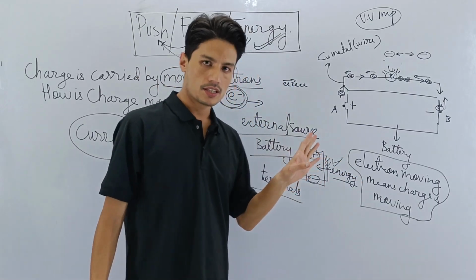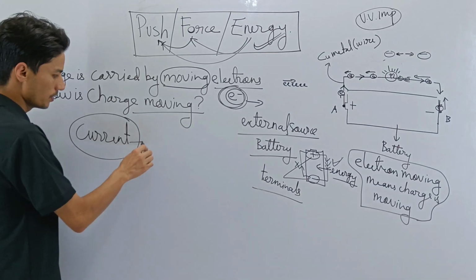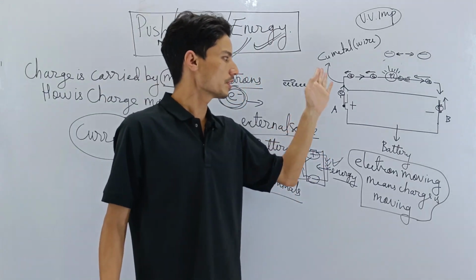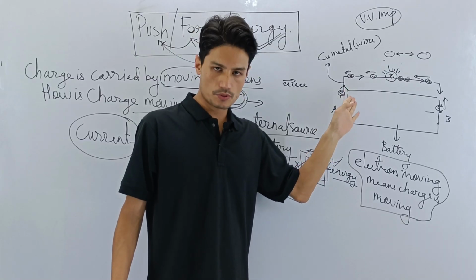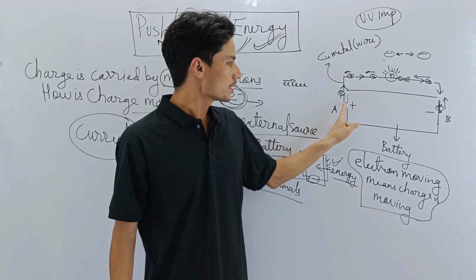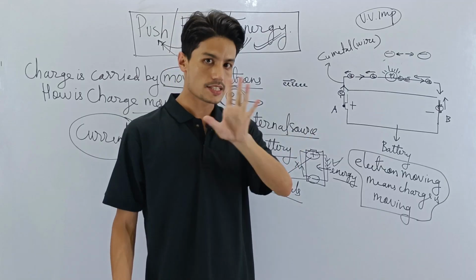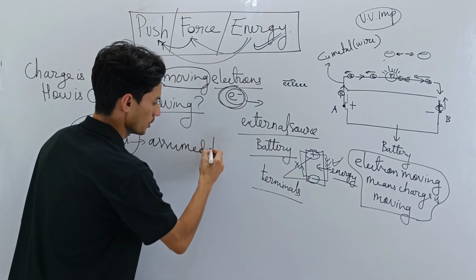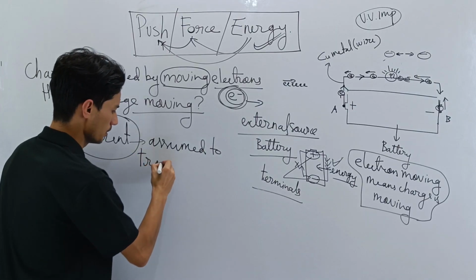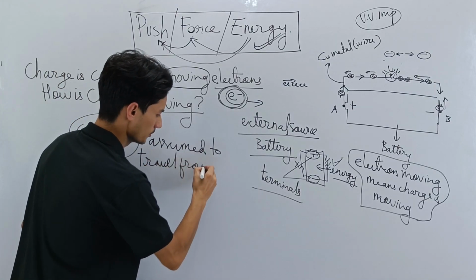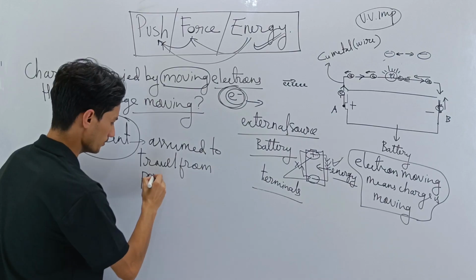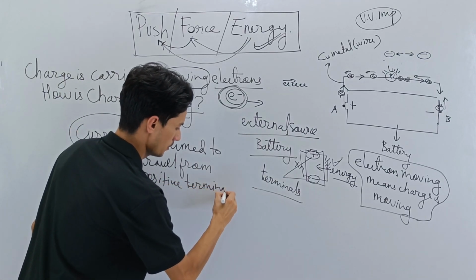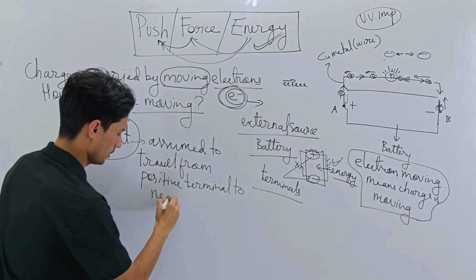So current, which is a substance, an object, or an entity, whatever you call it, is assumed to travel from positive terminal to negative terminal.